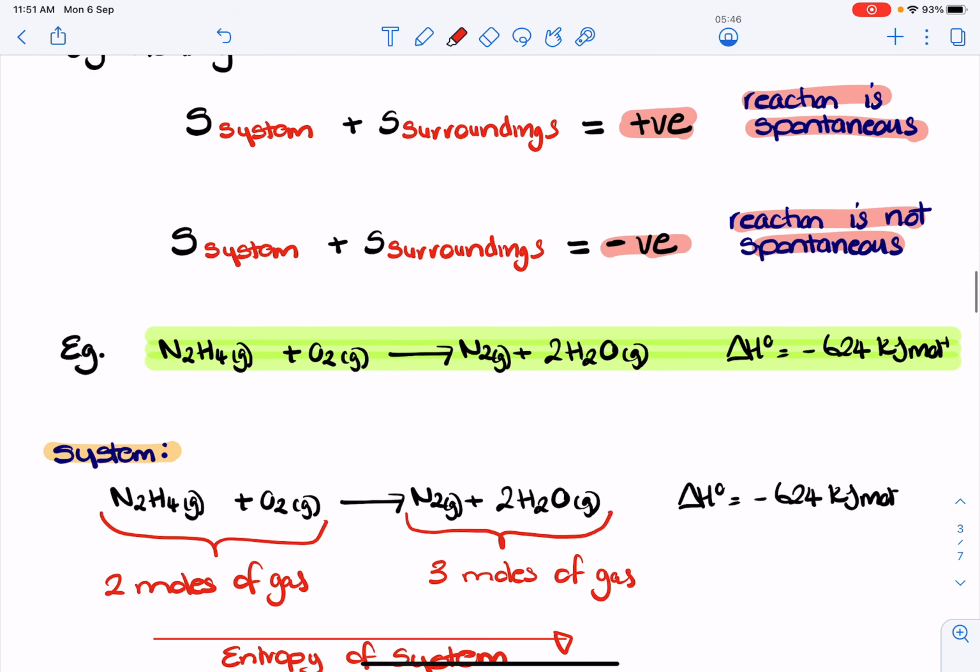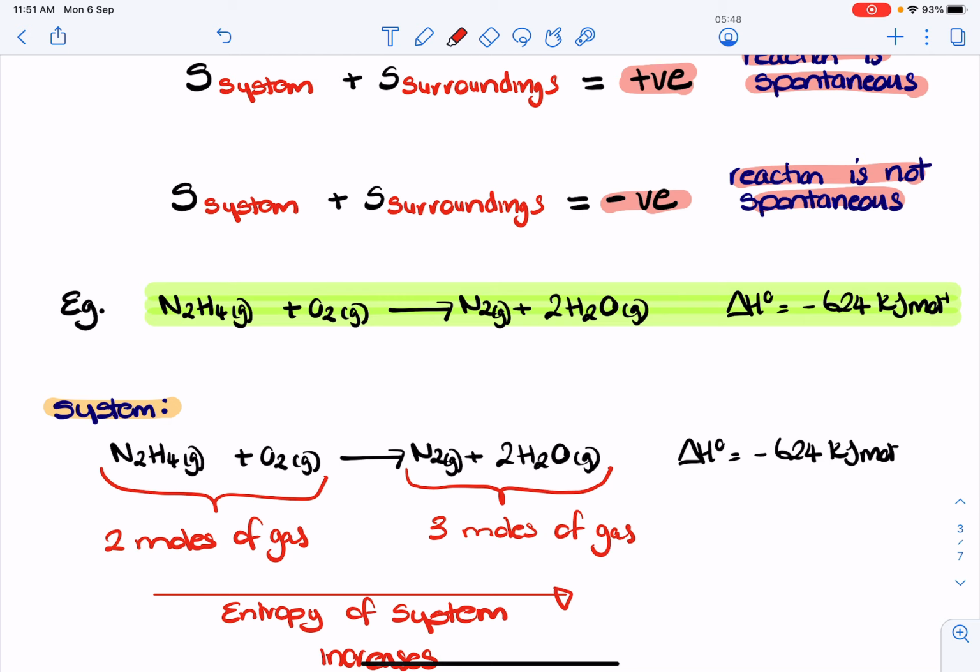So we've got N2H4 plus O2 gives us N2 plus 2H2O. Our entropy for that is minus 624 kilojoules per mole. So remember, when we're talking about the system, we're talking about the reaction itself. So the reaction itself is your N2H4 plus oxygen producing your N2 plus 2H2O. And this is where you're looking at what state they're in and how many moles are present.